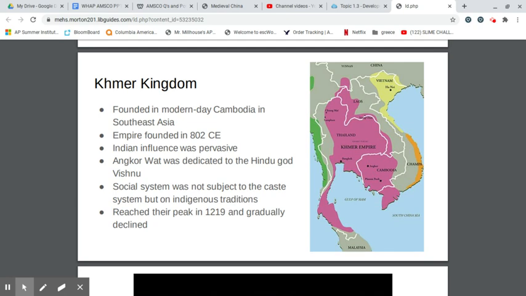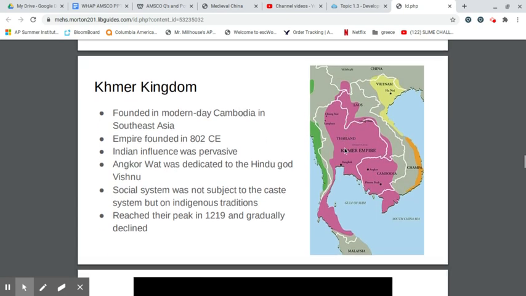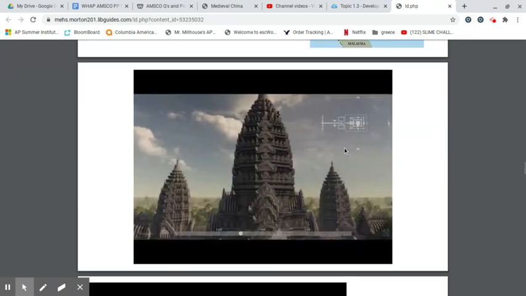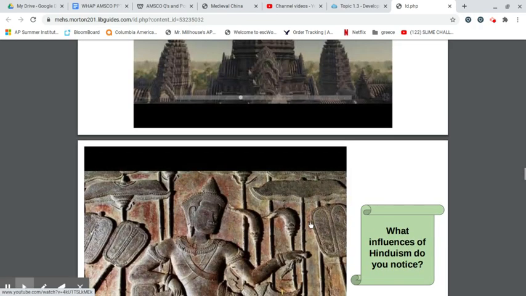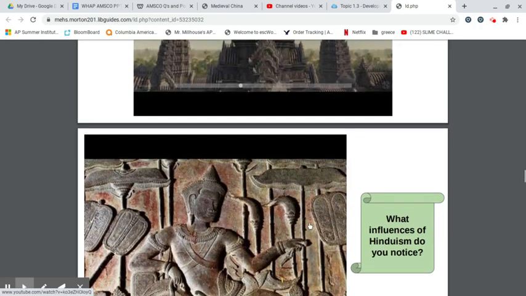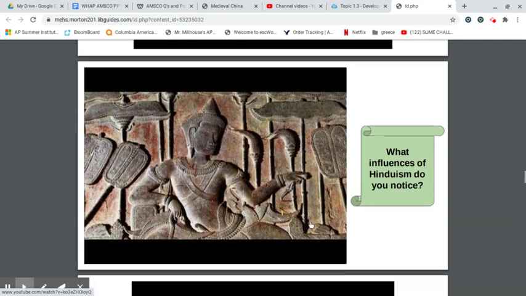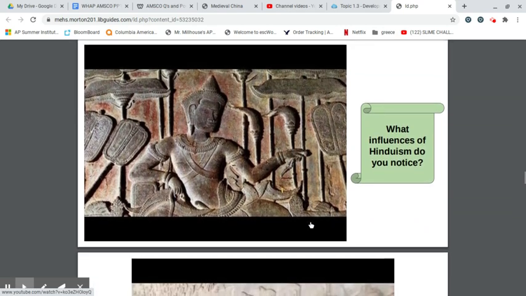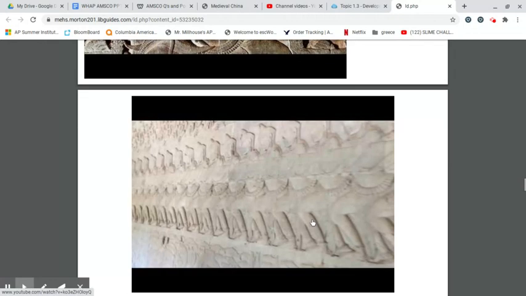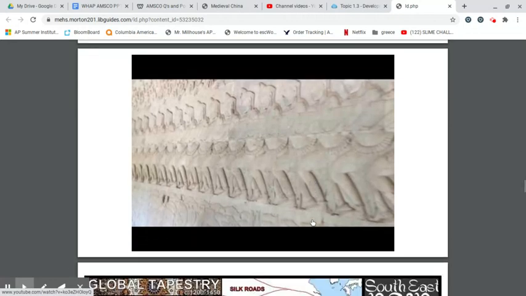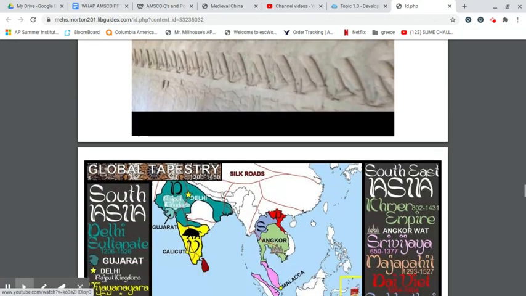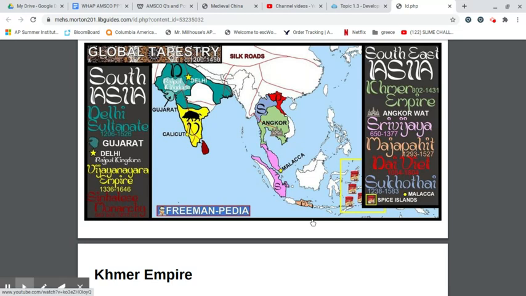The Khmer Kingdom reached its peak in 1219 and would gradually decline after that. Here is a very small photo of Angkor Wat. We're going to visit it virtually. It's an incredible place. It is one of the more fantastic temples in existence. All right, and here it's asking you, do you see some influences of Hinduism? But you guys aren't really strong on Hinduism because we don't teach the beginning of it anymore in this course.